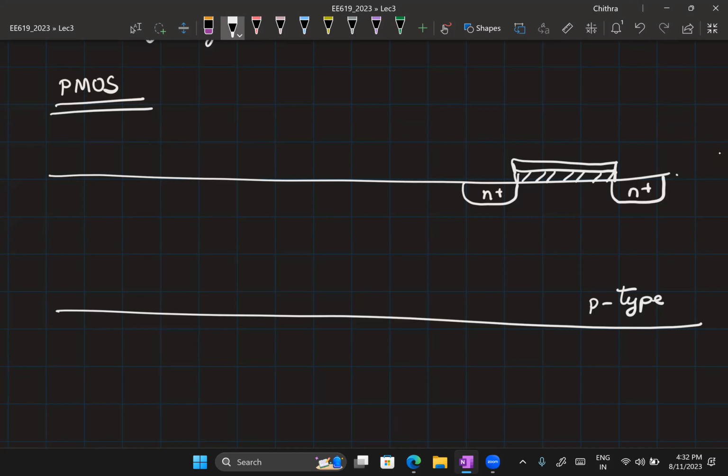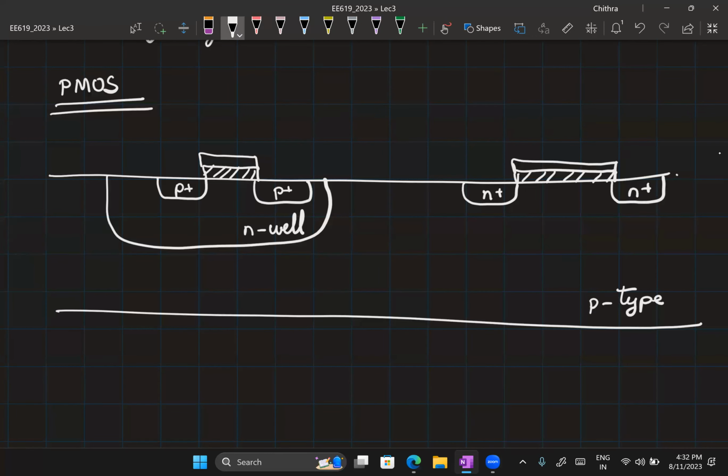How do I get a PMOS in a P-type substrate? Okay. So you first make an N-well, and within this N-well, now you will put your P+ regions. And then you can have an N+ region to access the N-well. So this basically becomes your body. Now among these, one will become your source, the other becomes your drain, and you have the gate here.